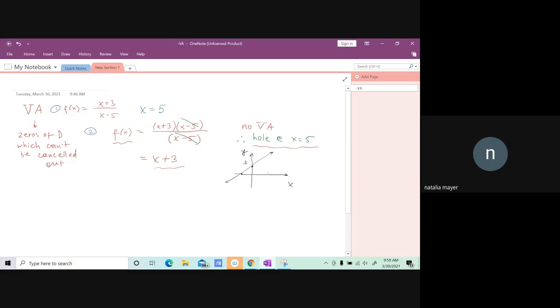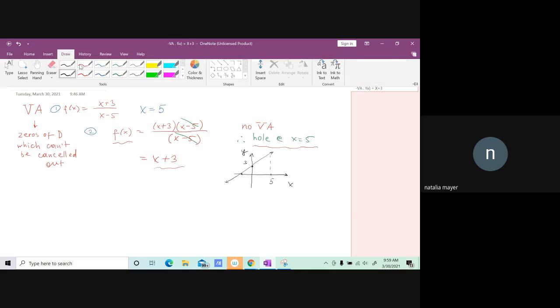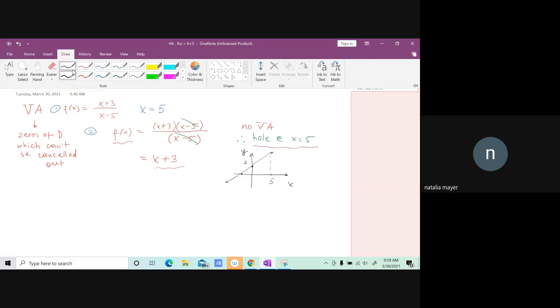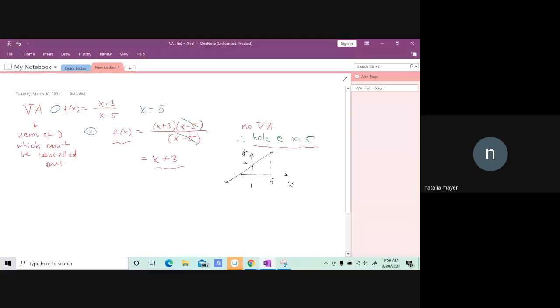Where if this is 5, then at 5, it has an open dot, which is the graphical representation of a hole on the graph, okay?